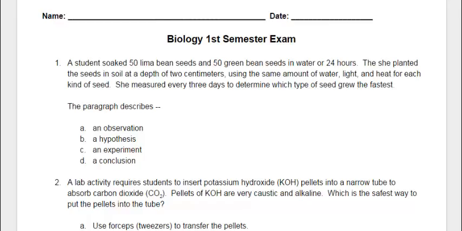This is the biology first semester exam. You can scroll and rewind as many times as you need to hear the question. Answer all your questions on the grade cam sheet.